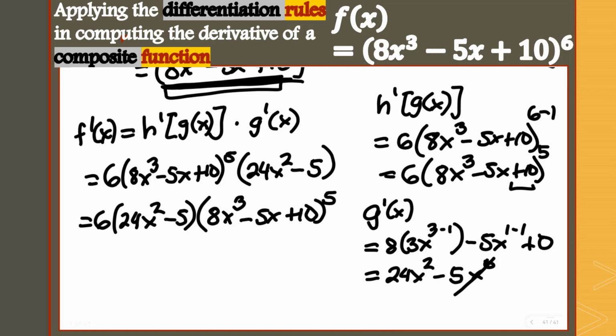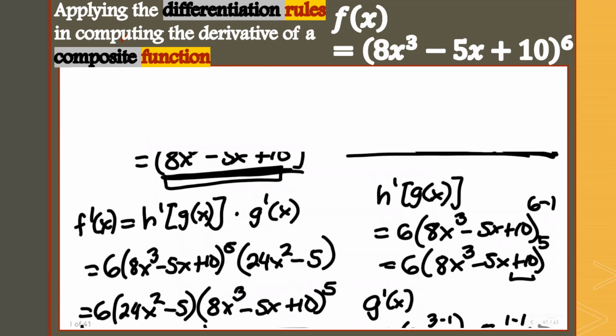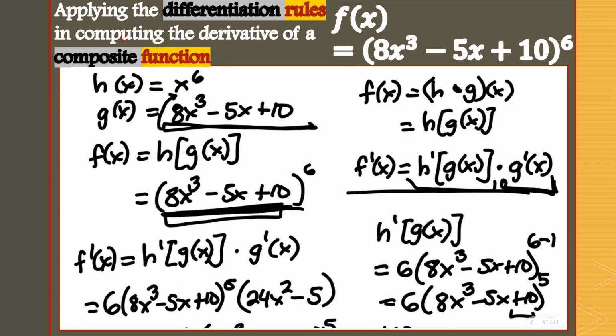Now, for some, they would like to multiply this, you can, and you will get here, I believe, 144x squared minus 30, but of course, you can just simply stick to this as is, and this is the result for the differentiation or derivative of this given function that can be expressed as a composite function.